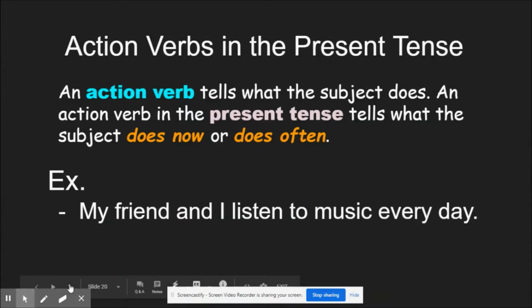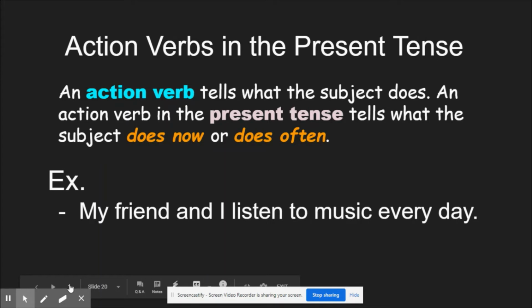Example one is my friend and I listen to music every day. So the first thing that I should do when I am confronted with a sentence is try to break it apart a little bit, okay? So let's go ahead and look for the subject first. Now, as you probably remember, the subject is who or what the sentence is about. So that's what I'm going to ask you. Who is the sentence about? Well done. Yes, my friend and I. We are the subject of the sentence.